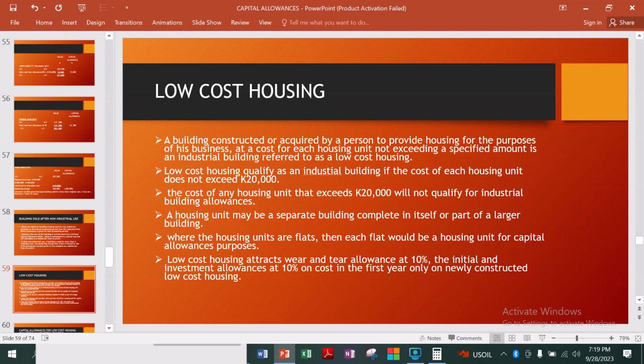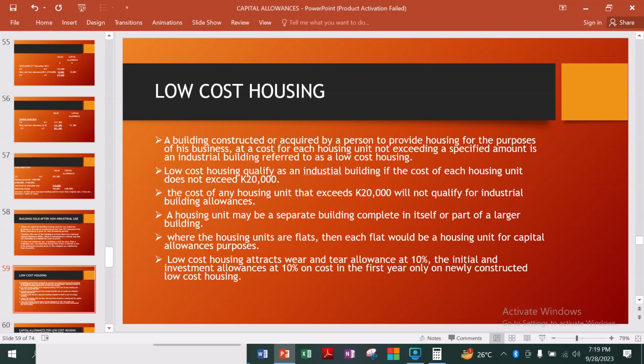The current law tells us the maximum cost for low-cost housing is 20,000. Low-cost housing qualifies as an industrial building if the cost of each building unit does not exceed 20,000. That's what I'm trying to emphasize. The cost of any housing unit that exceeds 20,000 will not qualify for industrial building, so it will be left out.